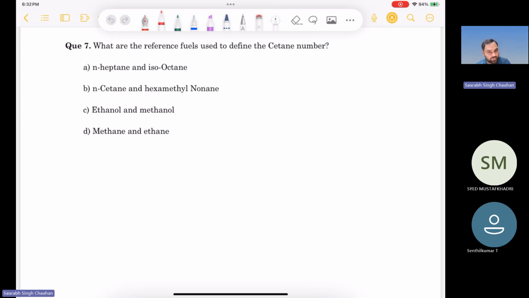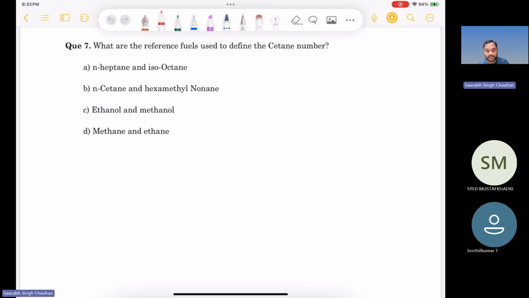So you can easily answer this question that ethanol and methanol obviously are not correct options, right? Because they have very, very low cetane number, just discussed in the previous question. And heptane and isooctane are for octane rating. So the correct option is option B, N-cetane and hexamethyl nonane. Cetane has 100 cetane number and this nonane has 0.